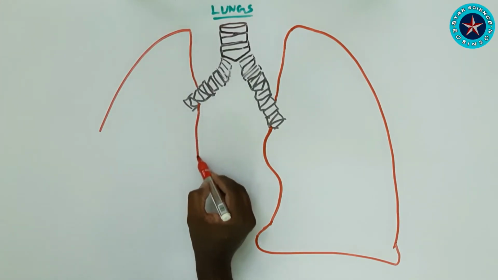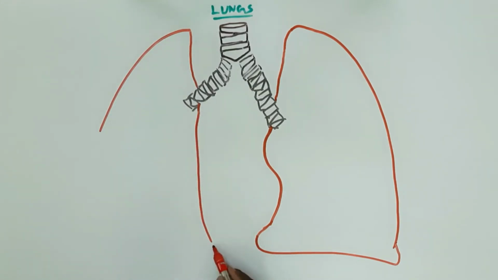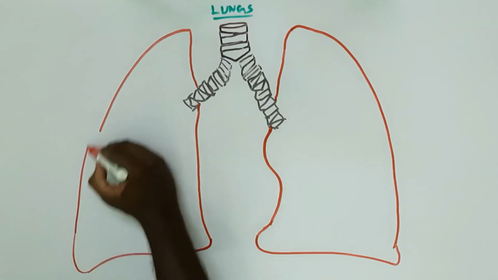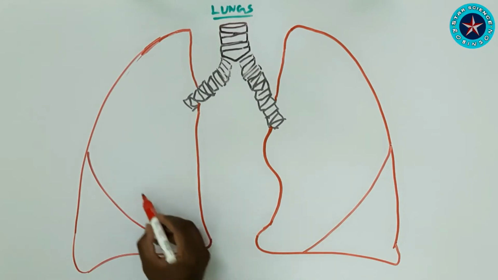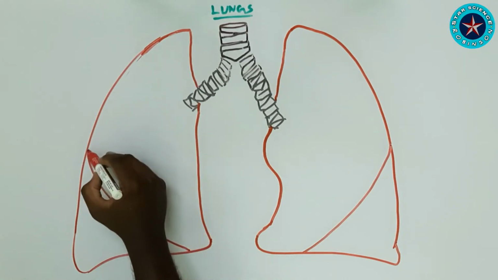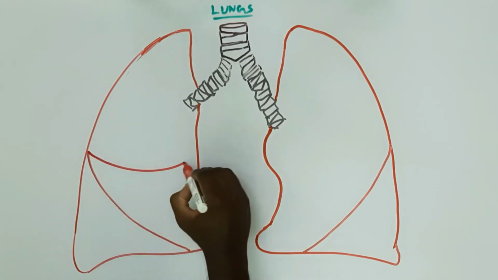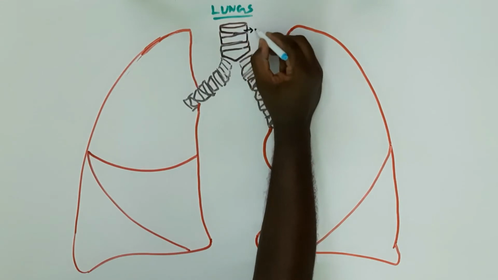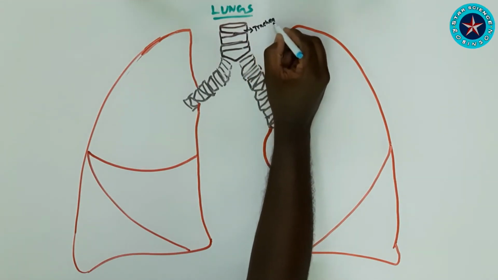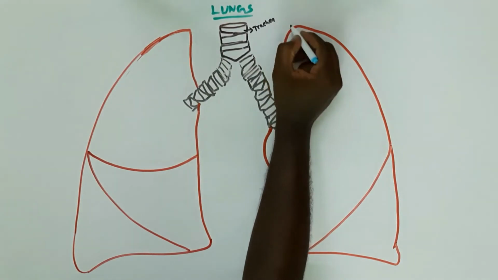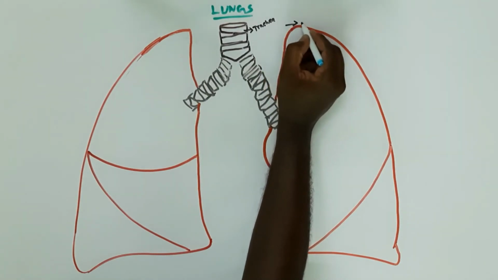Middle surface of both lungs lies in close proximity to several mediastinal structures. At left lung: heart, arch of aorta, thoracic aorta, esophagus. And right lung: esophagus, heart, inferior vena cava, superior vena cava, and azygos vein. Now we can see in our diagram, this is trachea, and after trachea, the primary bronchus which will enter into the hilum of our lung.